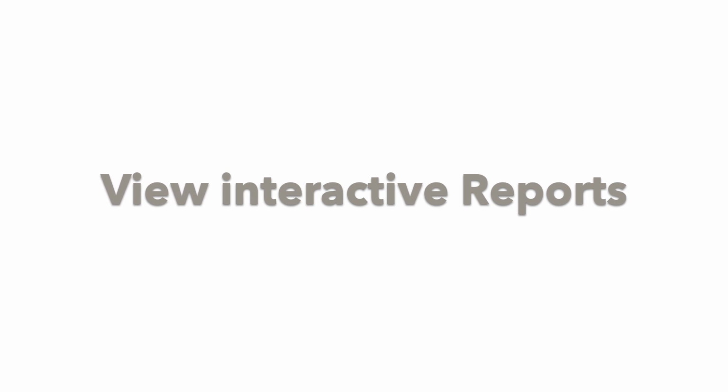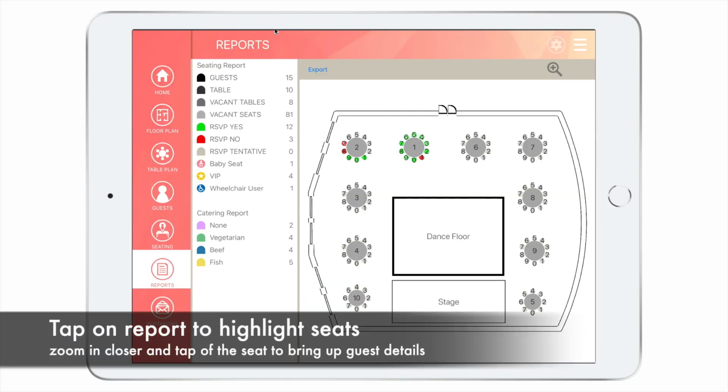To now view interactive reports. Tap on the report to highlight seats. Zoom in closer and tap on the seat to bring up the guest details.